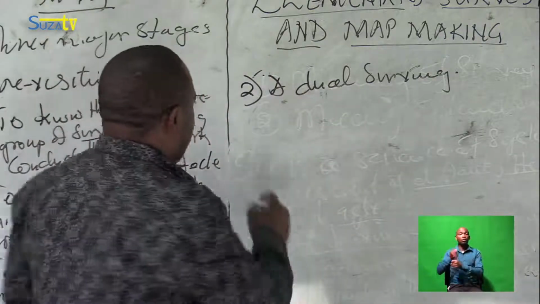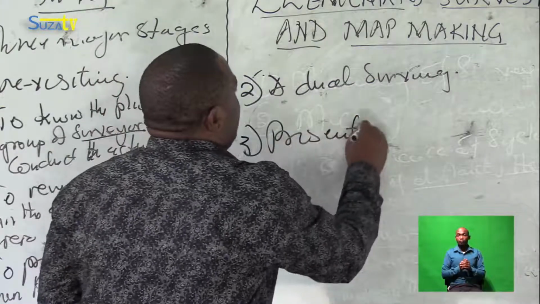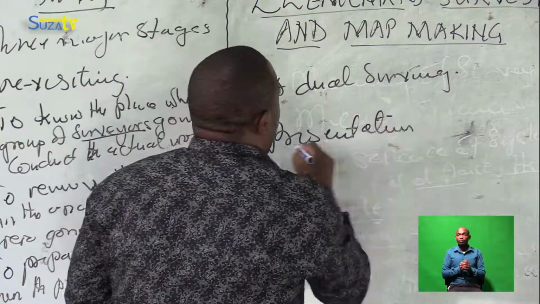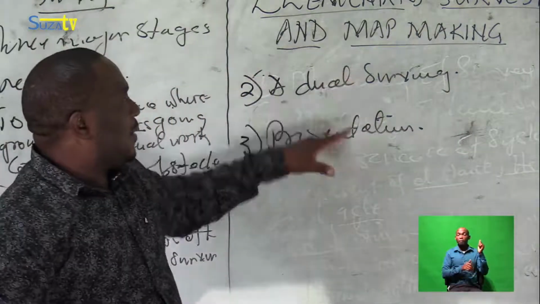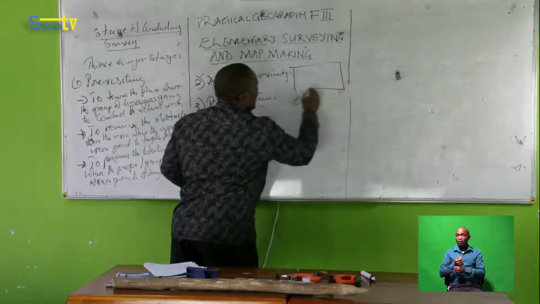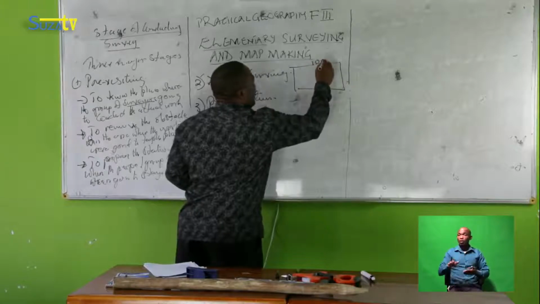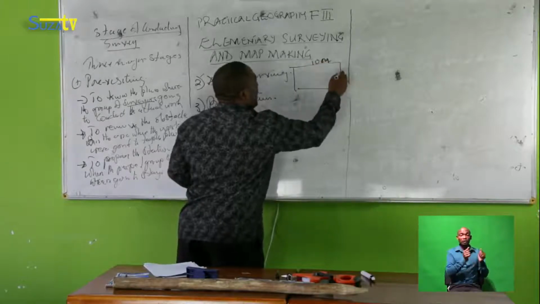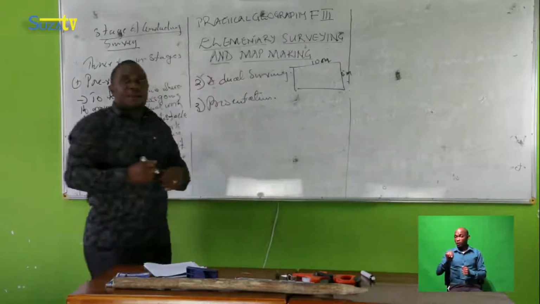And the third step is presentation. This is a presentation of the work. So here now, our students, for example, maybe we have already measured the school playground. We can say here is 10 meters, and here is 5 meters. So we prepare the graph.